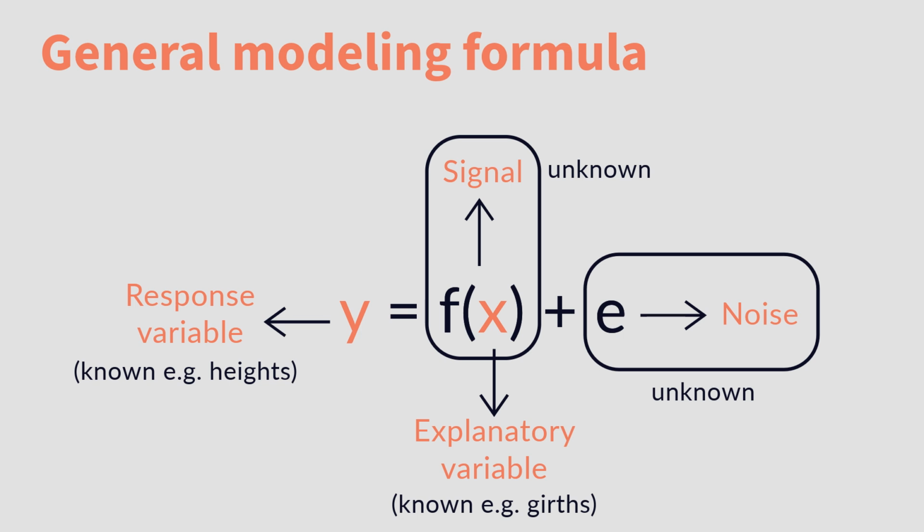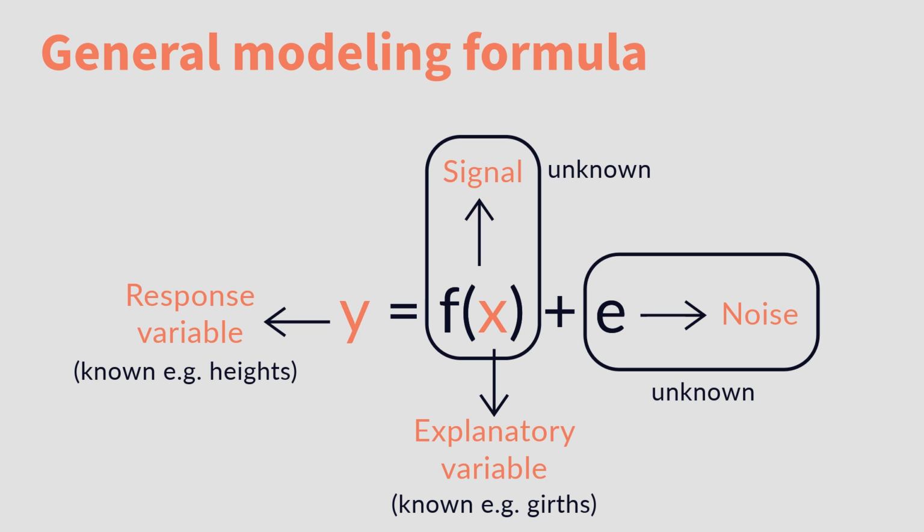Before we start linear regression, let's revisit the modeling framework once more. We saw that when y is a function of x, y and x are response and explanatory variables respectively. The term f(x) refers to the signal and the term e or epsilon refers to the noise. In a perfect model, f(x) will be able to accurately predict the values of y given some values of x. In our case, height is the response variable and girth is the explanatory variable.